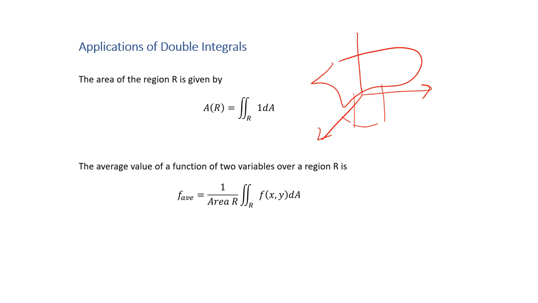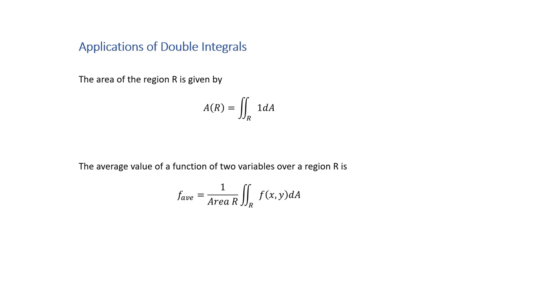So if you just integrate 1, you get the area of the region. If you integrate a surface, you end up getting a volume. All right, and then on the bottom half of the screen, I have a formula for average value. The average value for a function of two variables over a region R is 1 divided by the area of that region times that integral. This is similar to the average value of a function of one variable. It was 1 over the length of an interval times the integral.